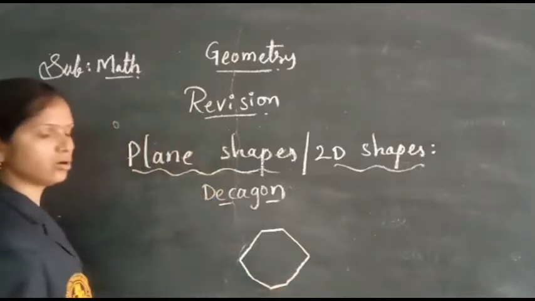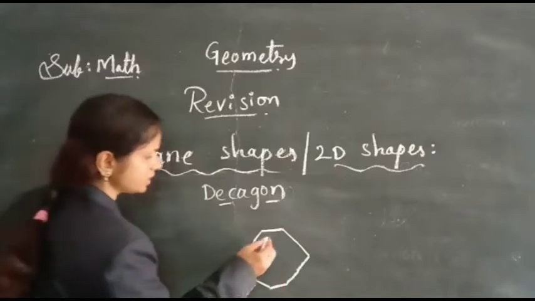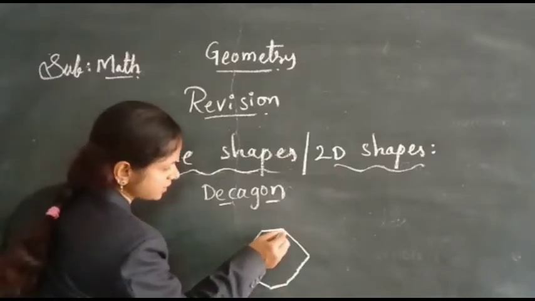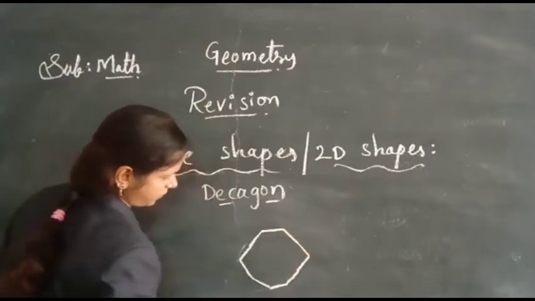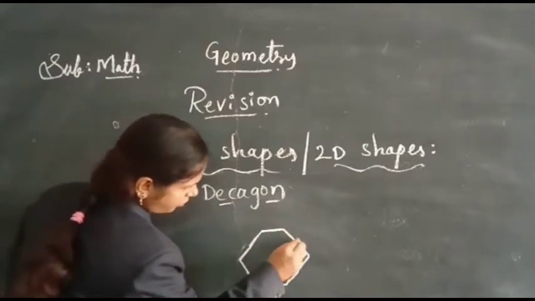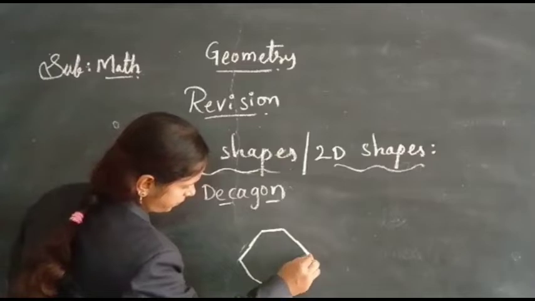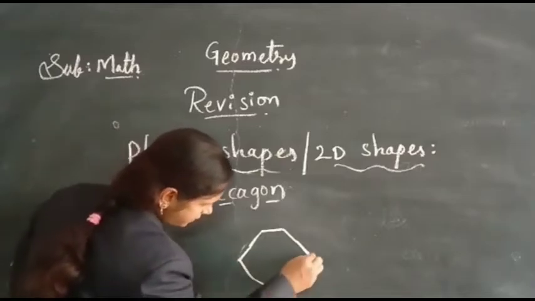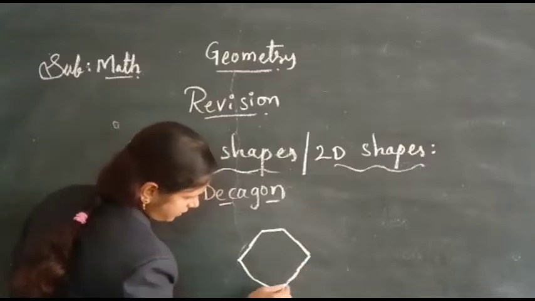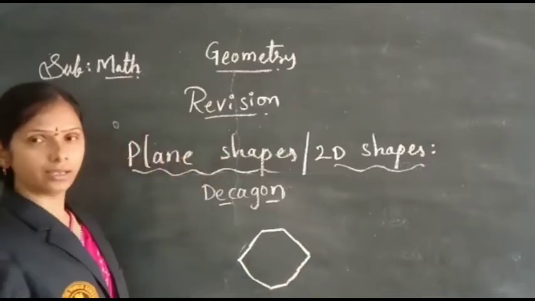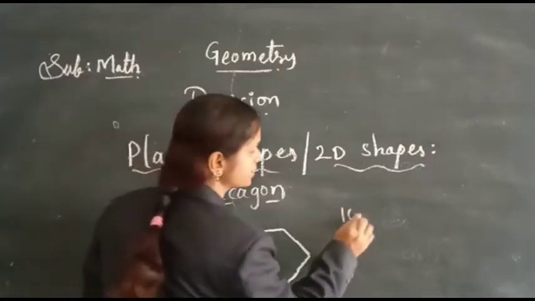So this is a decagon, children. Here you can see, let's count the sides. 1, 2, 3, 4, 5, 6, 7, 8, 9 and 10. A decagon has 10 sides.